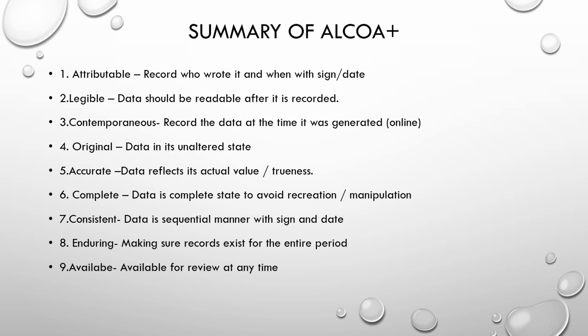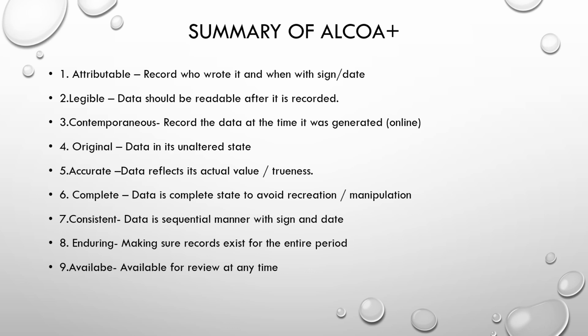What does complete say? Complete says that data is in a complete state to avoid recreation and manipulation. Okay. Consistent states that data is in a sequential manner with sign and date. Enduring means making sure the record exists for the entire period. Okay. Available means available for review at any time. So if you are not able to clearly understand the ALCOA principle, please go through the summary and you will get the complete idea about ALCOA plus principles.